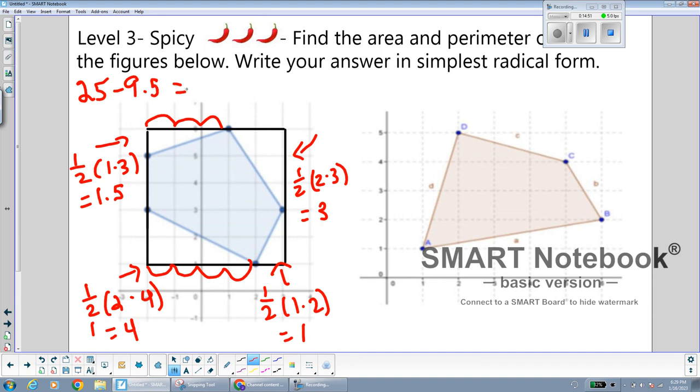So the area of the shaded region is 25 minus 9.5. That is 15.5 units squared. I'm not going to do the perimeter on the video. You can pause the video and you can find the lengths of all the sides using the distance formula if you choose to. Perimeter is just distance formula, which we've done so many times.